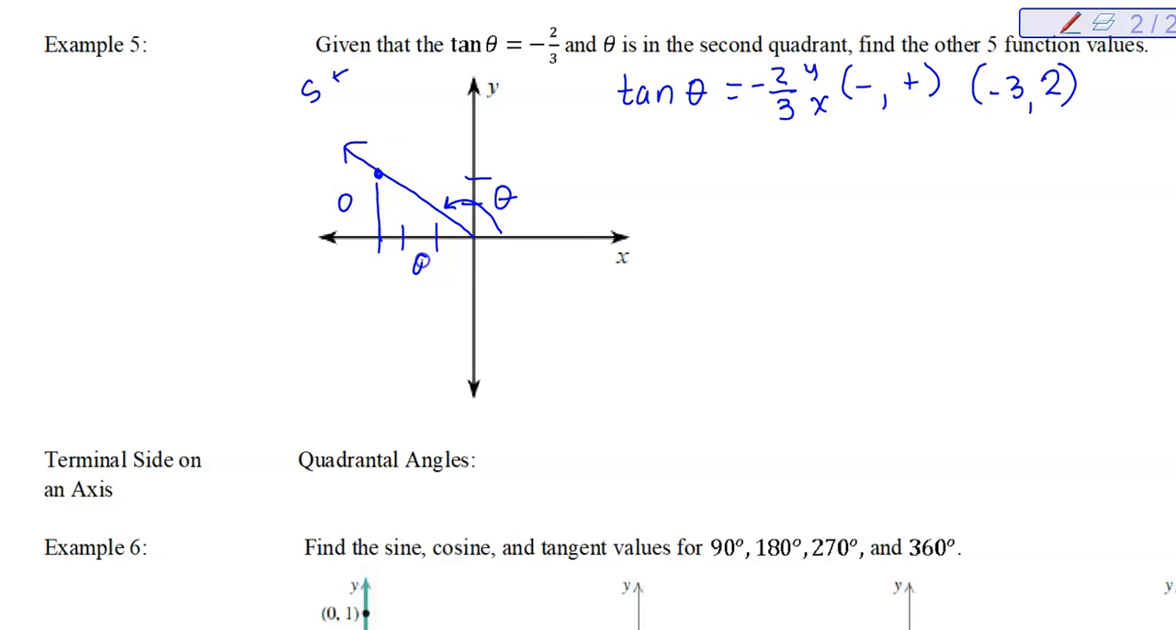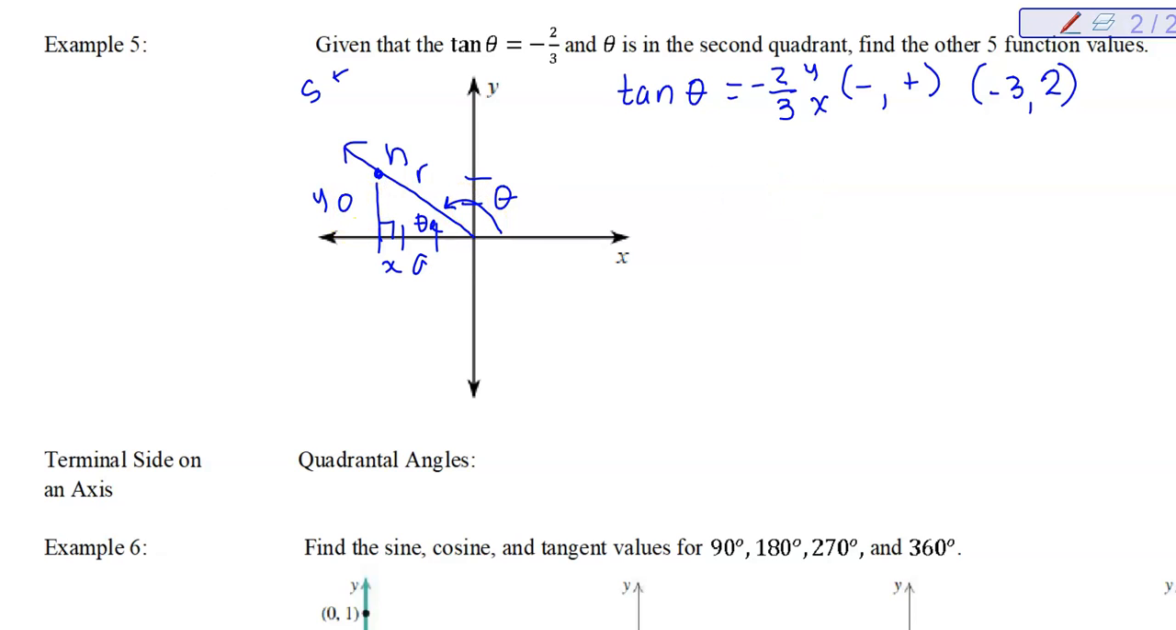Opposite, adjacent, hypotenuse, or y, x, and radius if we were to draw a circle. I'm going to go ahead and leave the circle off of that for now if you don't mind. Of course, you could sketch one in if you like. So we're going to work off of this reference angle down here. So here's what we know.